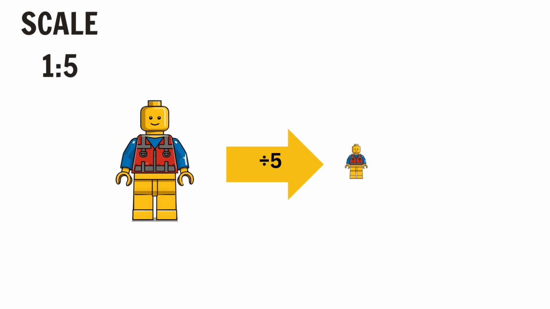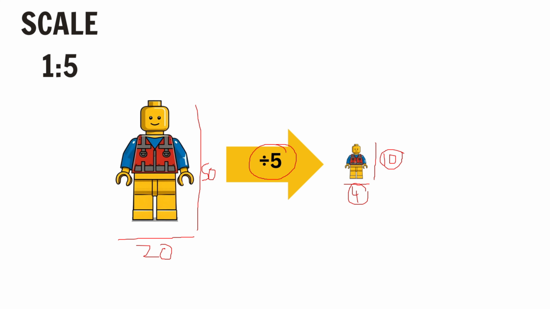Now let's take it one step further. Now we're going to use a scale of 1:5. We have our 1:1 over here with a height of 50 and a width of 20. We are going to take the measurements and divide it by 5. When we divide 50 by 5, we're going to get 10. And when we divide 20 by 5, we're going to get 4. These measurements are the measurements that we're going to use to draw the minifigure in a scale of 1:5 so that it stays in proportion.